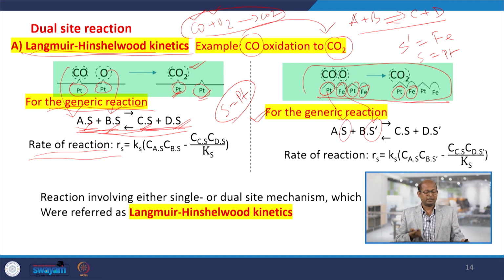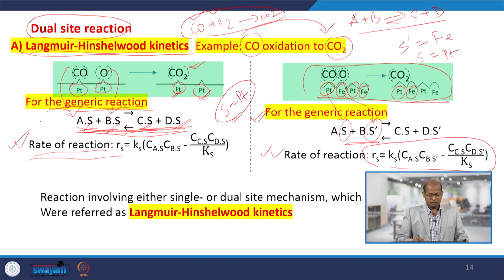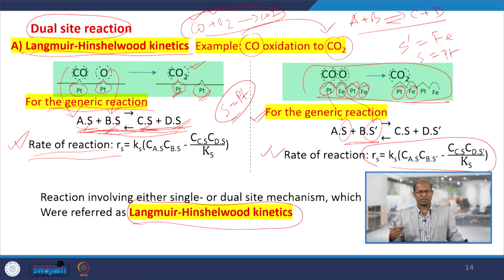If a monometallic catalyst is there and the mechanism is dual site reaction, then we can express the reaction surface sites this way, or if two different sites are there, this way also we can write the rate of reaction. Okay. So, this type of mechanism is usually called Langmuir-Hinshelwood type of mechanism.